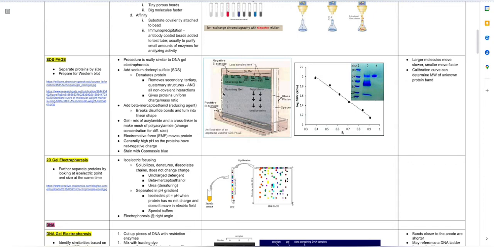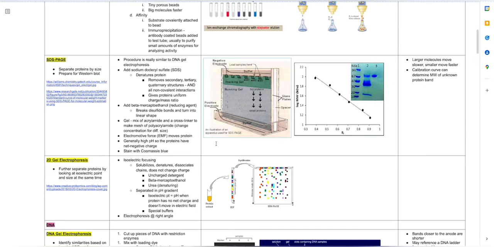In your setup, you're going to have your gel and your prepared proteins under some buffer that keeps it at a certain pH. You're going to have the positive electrode at the bottom and the negative electrode at the top. Because we used SDS, all our proteins are going to be negative, so they're going to be attracted to the positive electrode. We call this an electromotive force that moves the protein once there's electricity running through.